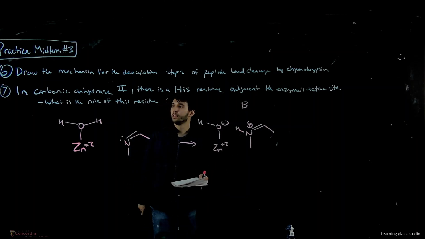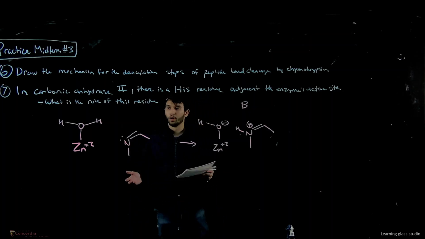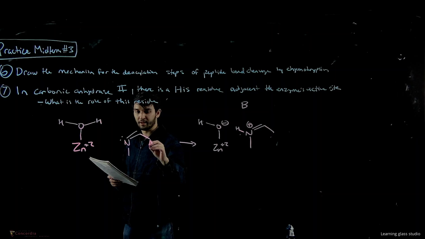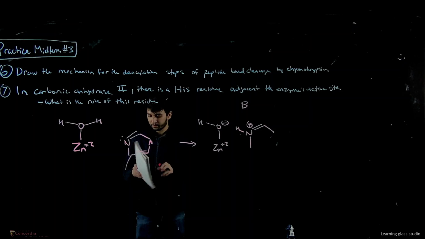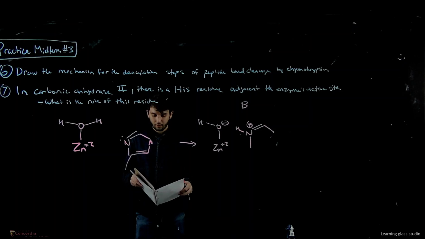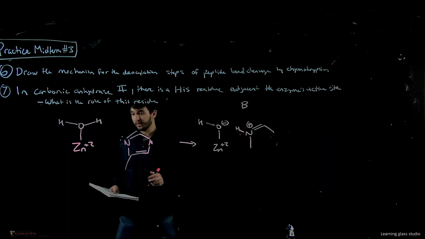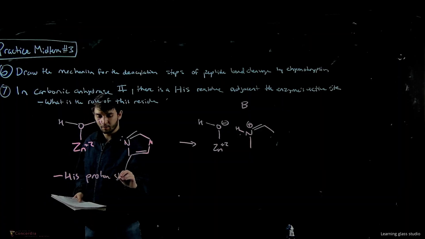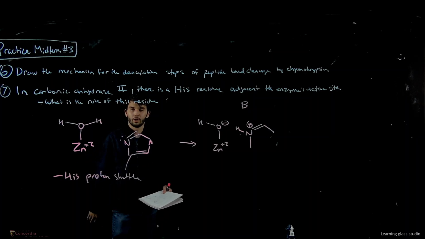So question 7, in carbonic anhydrase 2, there is a histidine residue adjacent to the enzyme's active site. What is the role of this residue? So this is sort of subbing for histidine here, but if we want to draw it out, it looks something like that. So essentially, what is happening here is this histidine residue acts as a proton shuttle. And this is in carbonic anhydrase. We already saw it. It converts carbon dioxide and water into bicarbonate.